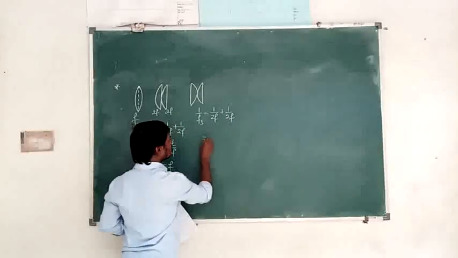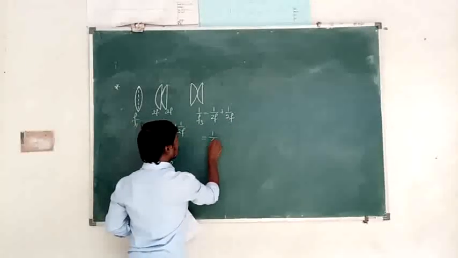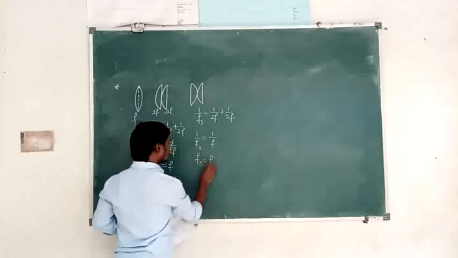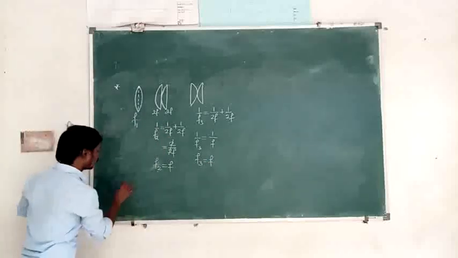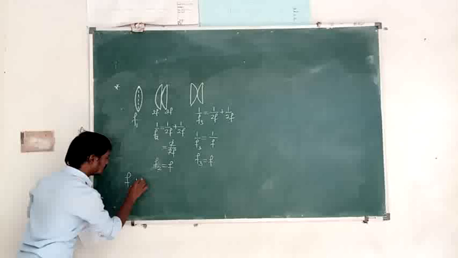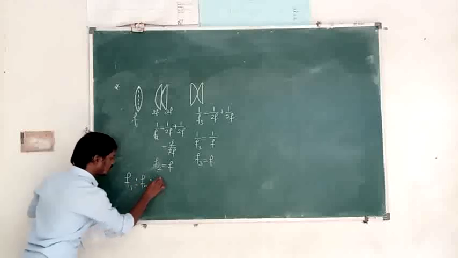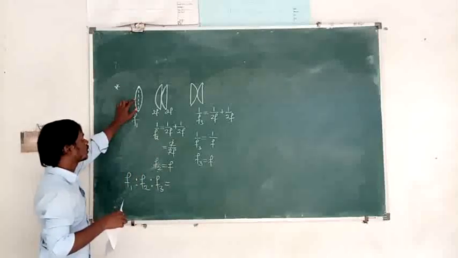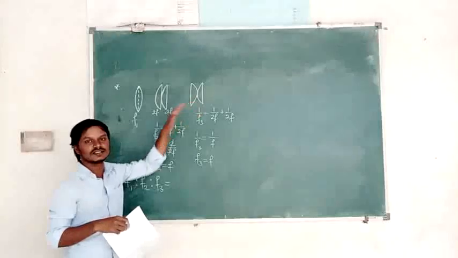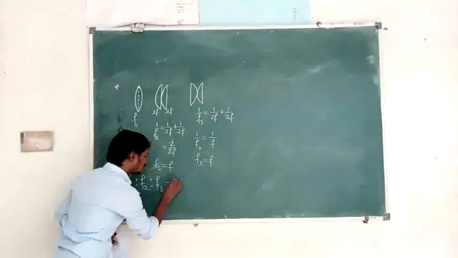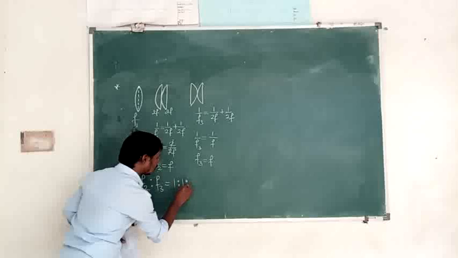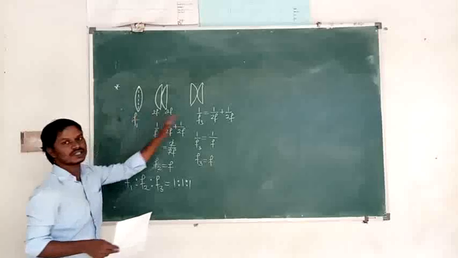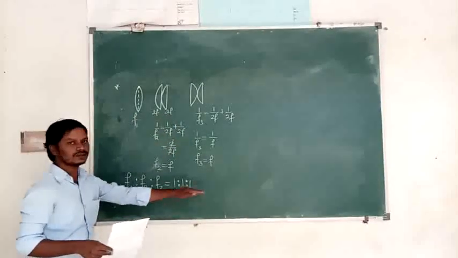So 1 by 2f plus 1 by 2f, that is again 1 by f. It is 1 by f3. Then f3 is equal to f. Then take the ratios: f1 is to f2, f2 is to f3. So in all combinations, the combination of plano convex lenses in each case has focal length f only. They get cancelled. That is 1 is to 1 is to 1, because the combination of plano convex lenses has the same focal length here. That is 1 is to 1 is to 1.